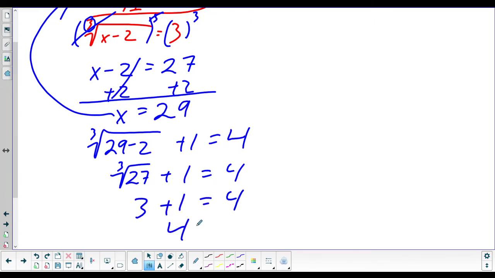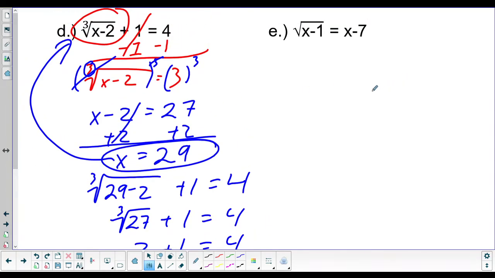3 plus 1 is definitely 4. So it works out. So x equals 29 is a solution. All right. Last problem. We have the square root of x minus 1 equals x minus 7. The root is by itself, and it has an index of 2. So we need to square both sides so that we can solve for x.